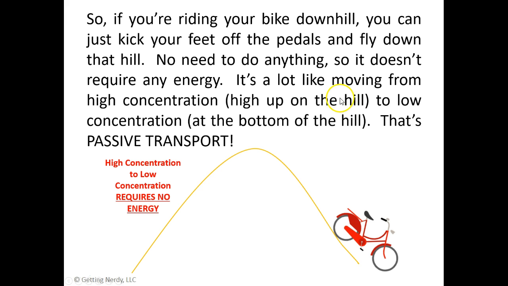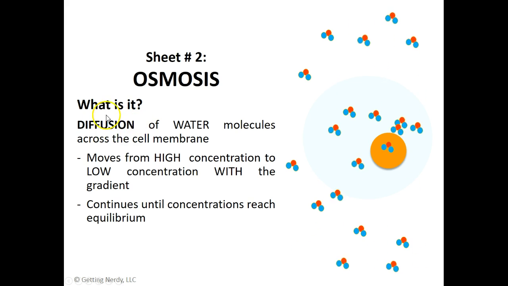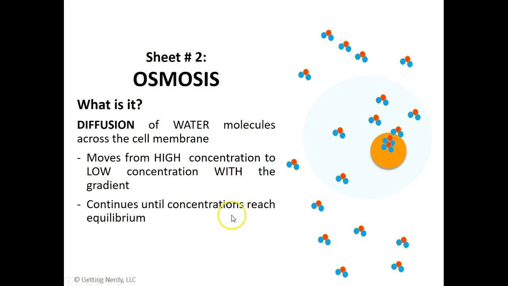So it's like moving from high concentration, high on the hill, to low concentration, the bottom part of the hill or the low part of the hill. And we call that passive transport. So let's move on to the next one. So sheet 2 is osmosis. Basically, osmosis is just the diffusion of water molecules across the cell membrane, and it moves from a high concentration to a low concentration with a gradient again. And this just continues until the concentrations reach equilibrium.